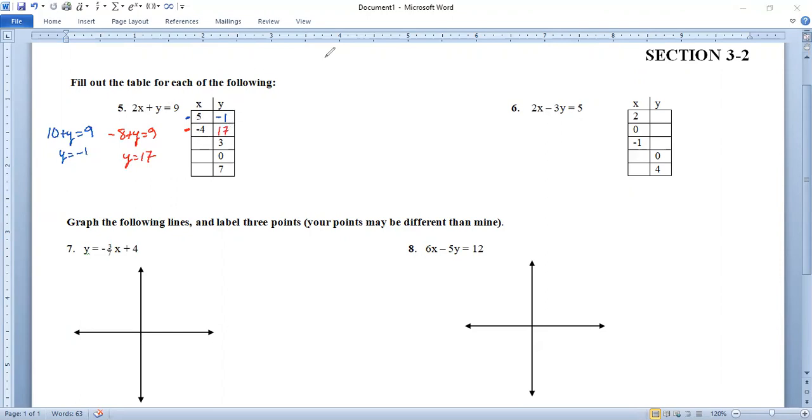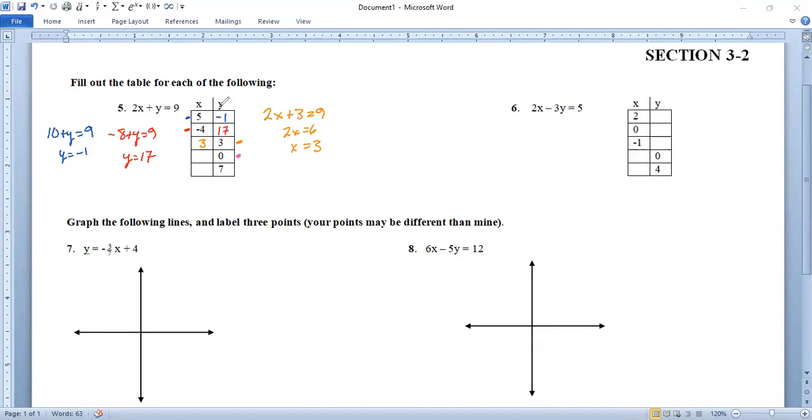Good. Next one, we'll use the color orange right here. We get 3 going in for y, so we get 2x plus 3 equals 9. Subtract 3 and we get 2x equals 6. Divide by 2, we get x equals 3. Oh, so 3, 3 works. That's interesting.